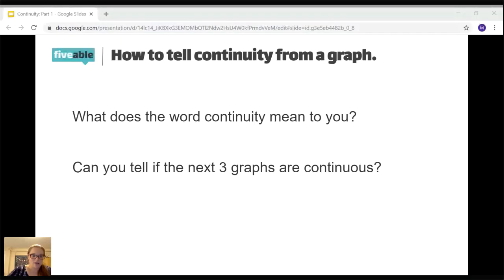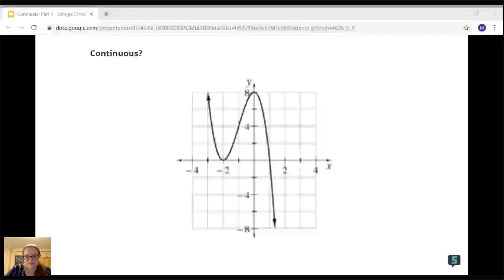Okay. So next, I'm going to show you three graphs, and based on those three graphs, and the definitions that we just discussed, I want you to tell me if you think the graph is continuous or not. And again, you can respond in the chat and look at others' responses. So here's our first graph. Do we think this graph is continuous? Can we draw it without picking up our pencil?